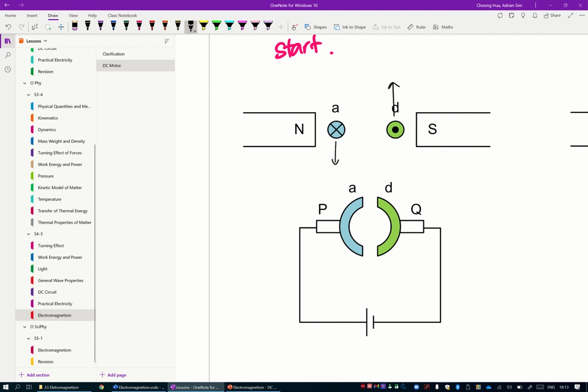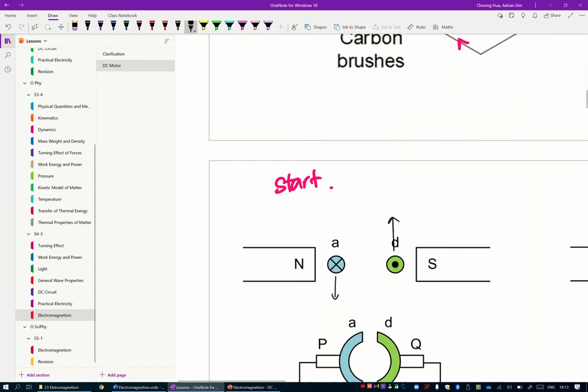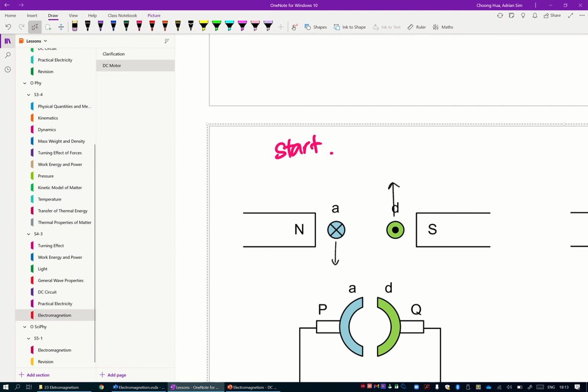You recall this axis here. This is the pivot. So it's not as if A is going to continue to go downwards and D is going to continue to go upwards. It doesn't happen that way. Because there's a pivot in the center, the coil is going to rotate anti-clockwise about the pivot in the center. The coil is going to rotate anti-clockwise.